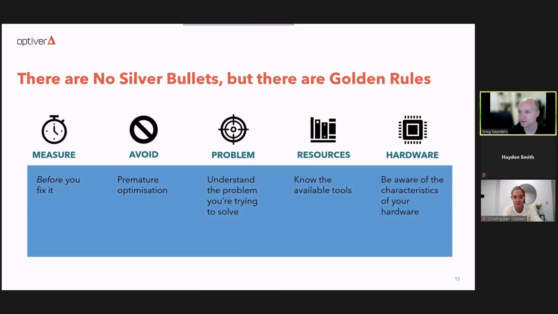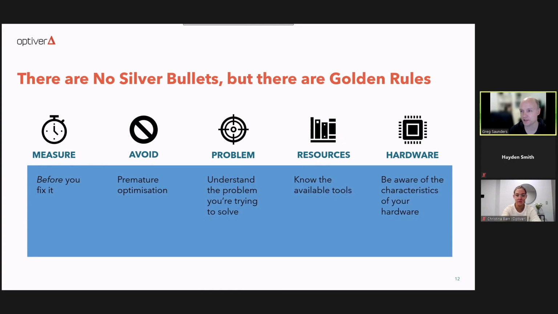Well, unfortunately, there's no silver bullets for reducing latency. There's no quick and easy path to doing that, but there are some golden rules. And in a nutshell, they are, firstly, measure it before you fix it. If you don't measure before you fix something, chances are you'll end up changing the wrong thing, the thing that isn't a problem, and the thing that is a problem will go unfixed. So measure first. Avoid premature optimization. Don't try to optimize things too soon before you really understand what the actual performance characteristics of your system are.